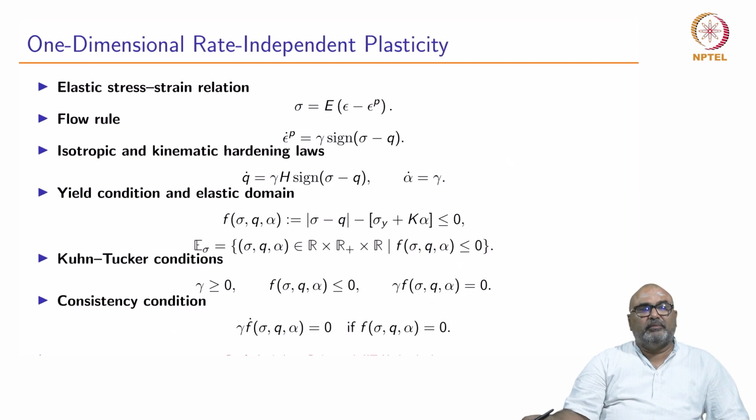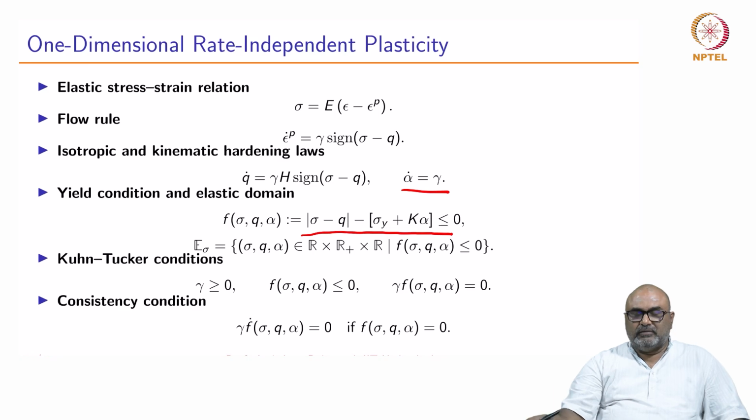So, for rate independent plasticity, sigma is equal to E times epsilon minus epsilon p. Epsilon dot p is gamma sign of sigma minus q, and the isotropic and kinematic hardening laws are given by alpha dot is equal to gamma and q dot is equal to gamma h sign of sigma minus q. The yield condition and elastic domain is given by f of sigma, q, alpha defined as sigma minus q minus sigma y plus k times alpha, which must be less than or equal to 0.